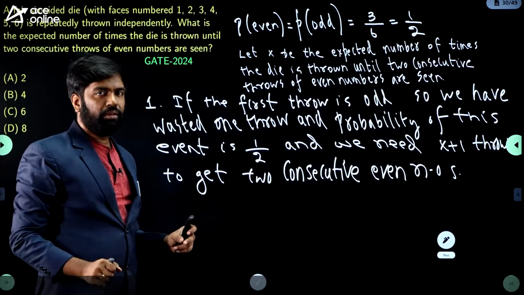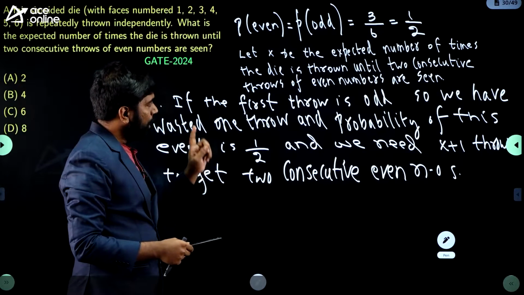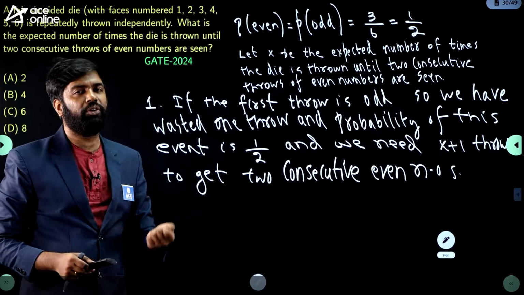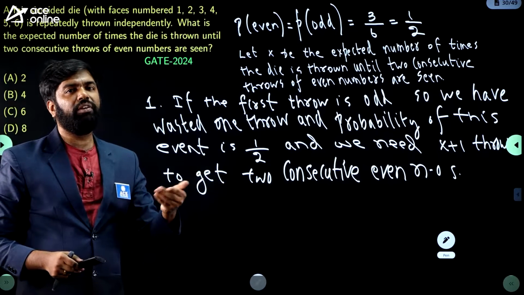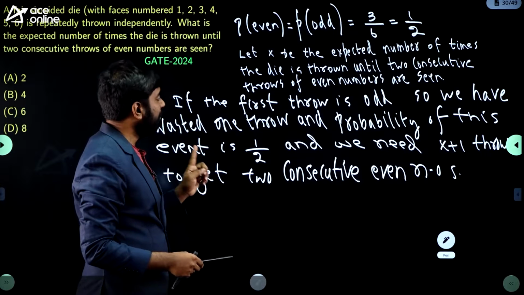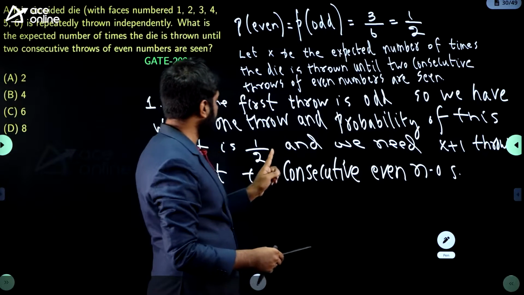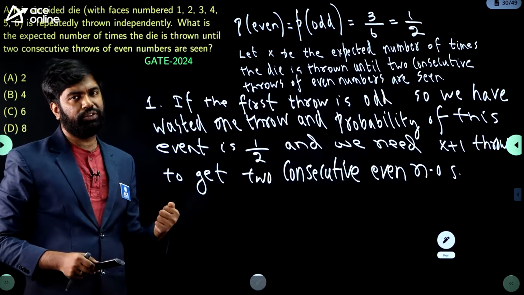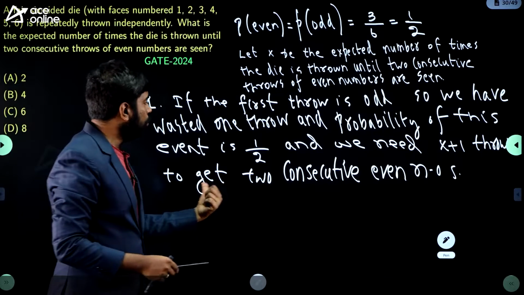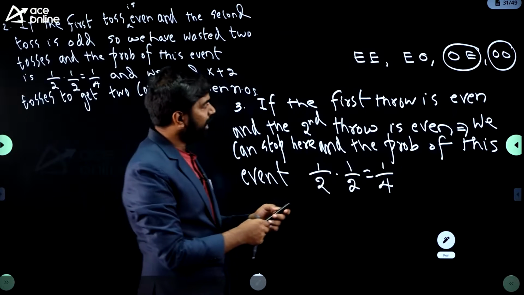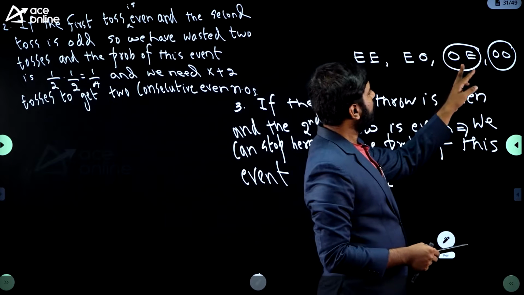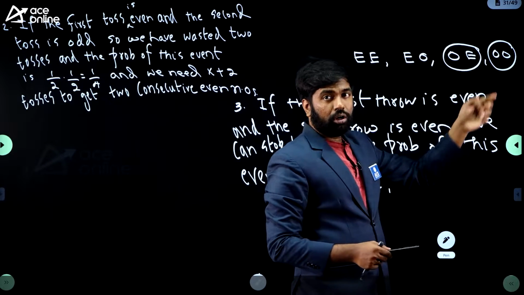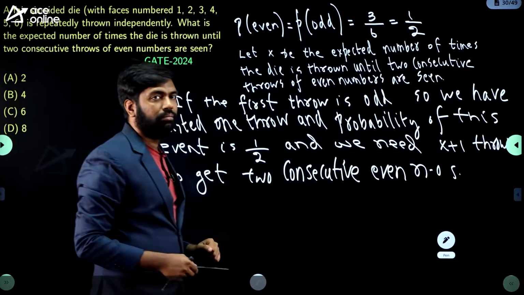Because what we said is, if the first toss is odd, what's happening? We have already wasted one toss. So the next can be even or it can be odd. That's why we said if the first toss is odd, we already wasted one toss. We need on an average x more tosses to get the two consecutive even numbers. Those two cases, which two cases? Odd even, odd odd are already covered in case 1. That's the beauty here.